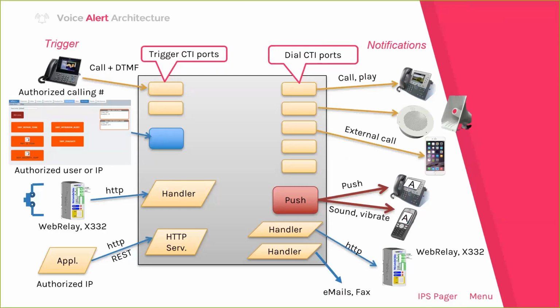It's possible also to push text notification on Cisco IP phones, and if it is Wi-Fi mobile phone, it's possible also to vibrate the phone. It's possible also to use dry contact, IP to dry contact relay to, for example, play an alert, or we can send emails or fax.